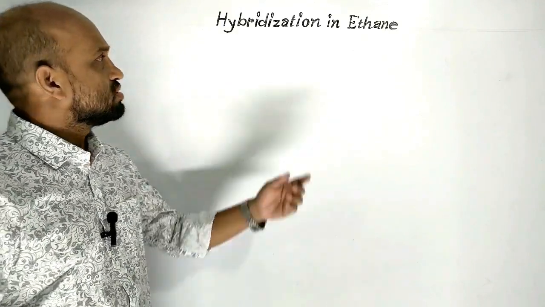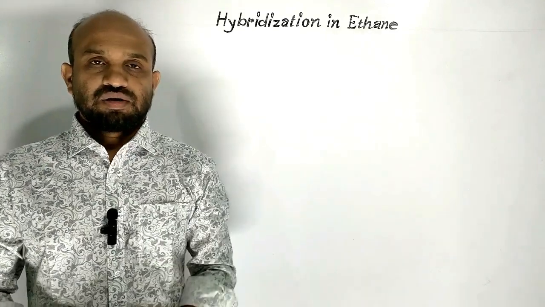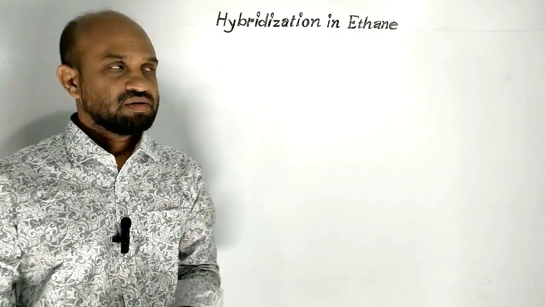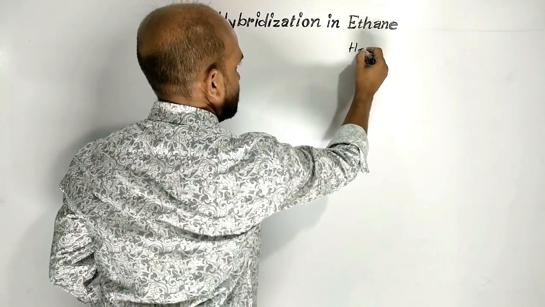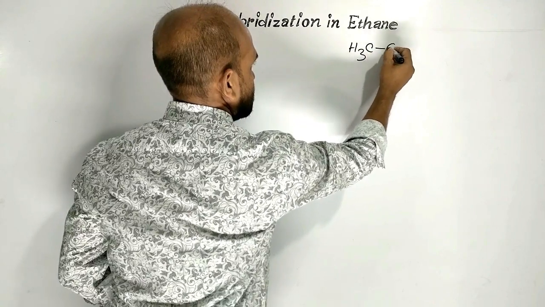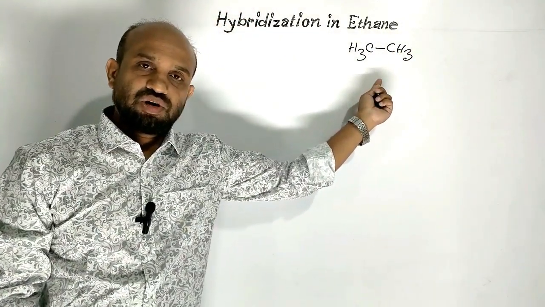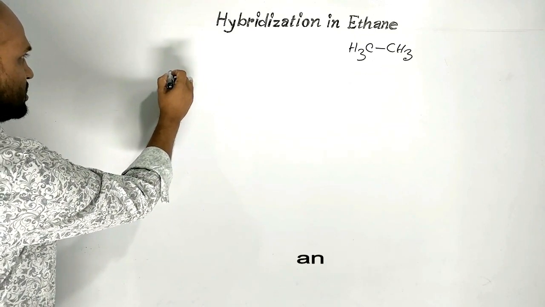Today's lesson: hybridization in ethane. Let us see the hybridization state of carbon in ethane. Ethane. Molecular formula of ethane. Let us see the structural formula of ethane.